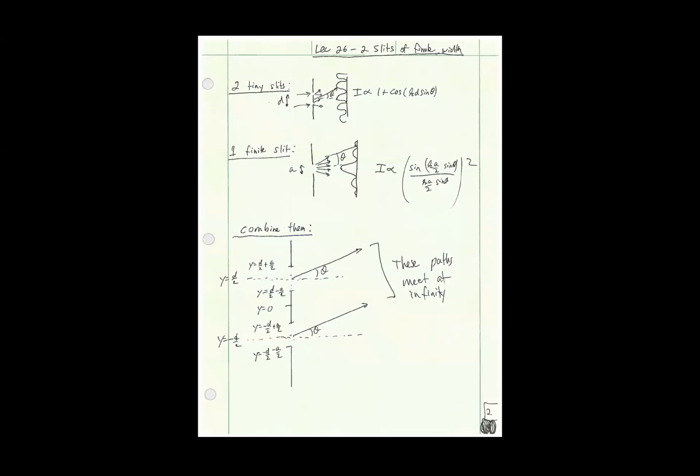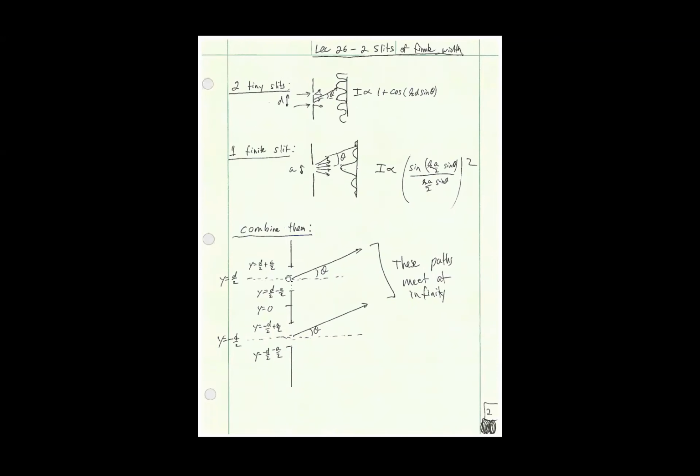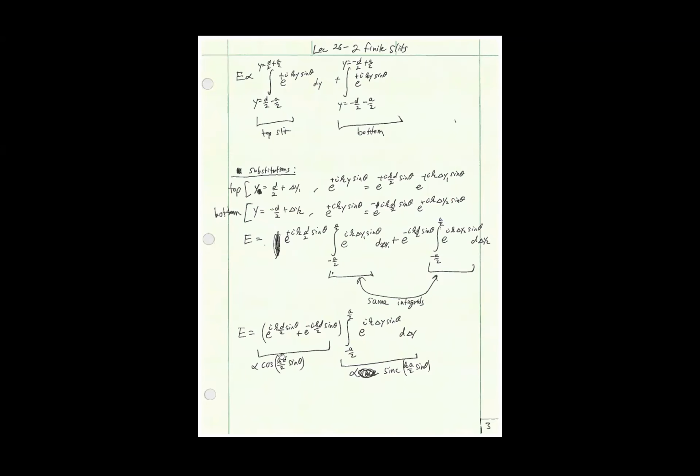All right, so we've seen our prediction for the interference pattern of two tiny slits, or one finite slit. Now let's combine them. We've got two different slits, and we're combining paths from all along here and all along here, and they meet at infinity. We're working in a coordinate system where y equals 0 at the center. But let's break that up, because here's y equals d over 2. This is a over 2 above that, a over 2 below that. Here's y equals minus d over 2, a over 2 above that, a over 2 below that.